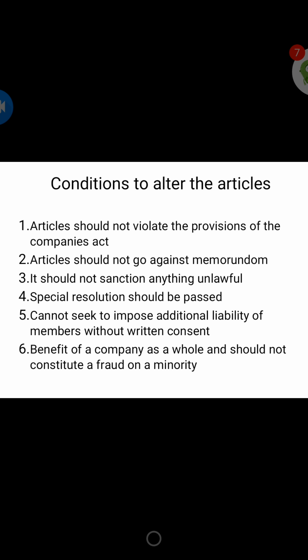The next is that a special resolution should be passed. When you alter, you should pass a special resolution. An ordinary resolution should not be passed here. If you simply pass an ordinary resolution in the board meeting and alter, then no.